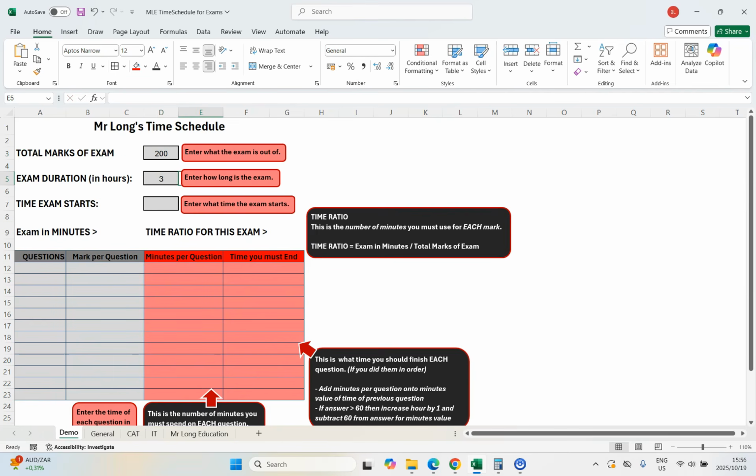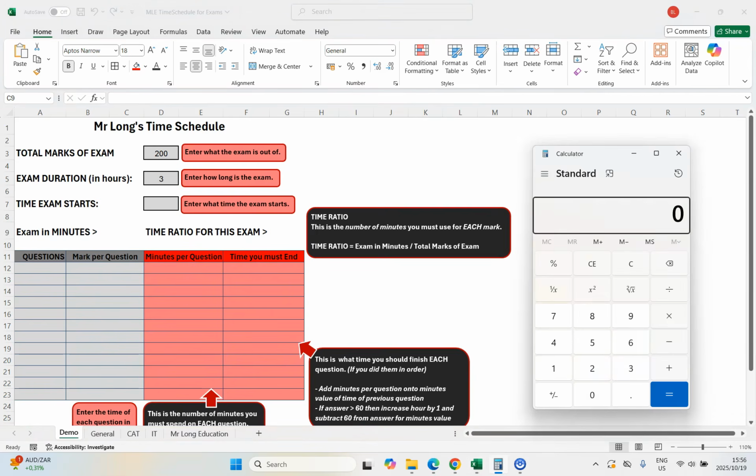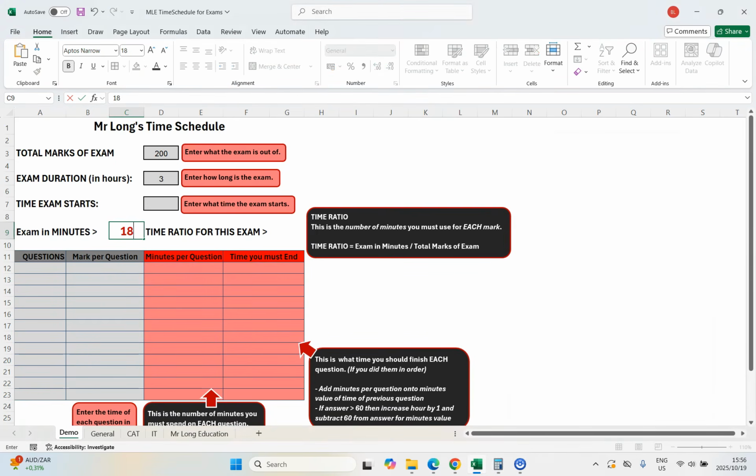Now, for this calculation, I need to work out the actual duration in minutes. If you remember, there are 60 minutes in an hour. So for those of you who struggle with maths, we can say 60 times 3 is equal to 180. So we know that this exam is going to be 180 minutes, which I'm going to put there. That's an important value. I need to know the duration of the exam in minutes, and I need to know how many marks there are for this exam.